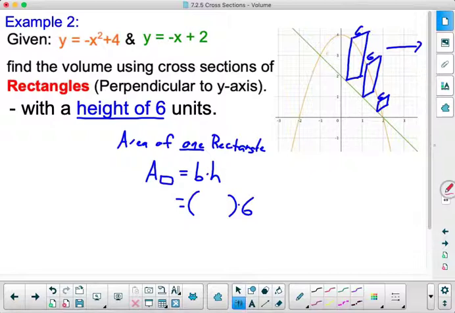The question here is, how do you find what that base is going to look like? This base here is different than this base here, which is different than that base there. Those things are changing. And how do you find the length of that base?